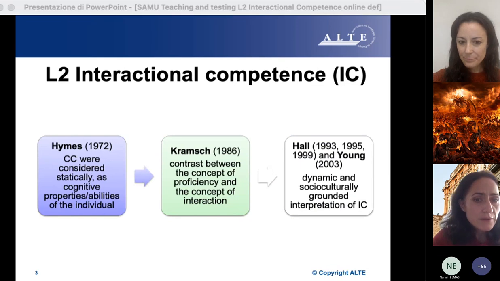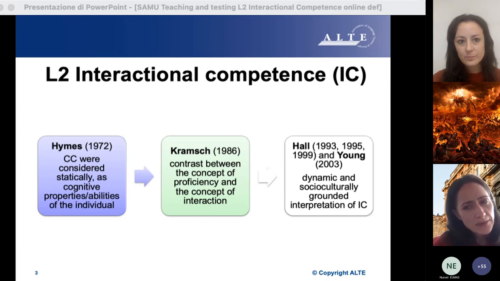The concept of interactional competence traces back to Hymes' view of communicative competence as knowledge of how to use language appropriately in a social context. However, in Hymes' model, but also in later models that applied Hymes' vision to language education and testing, the components of communicative competence were considered statically as cognitive properties or abilities of the individual.